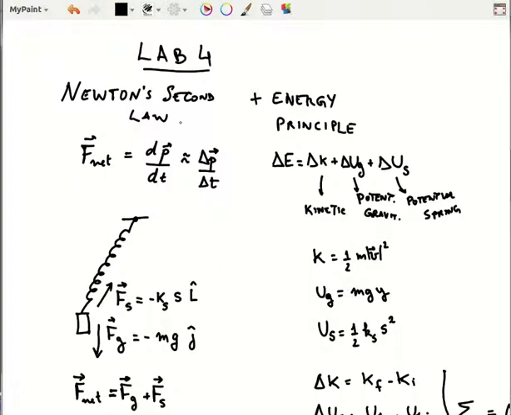In this lab, we apply the momentum principle, Newton's second law, and also the energy principle for the analysis of a spring with an attached mass.